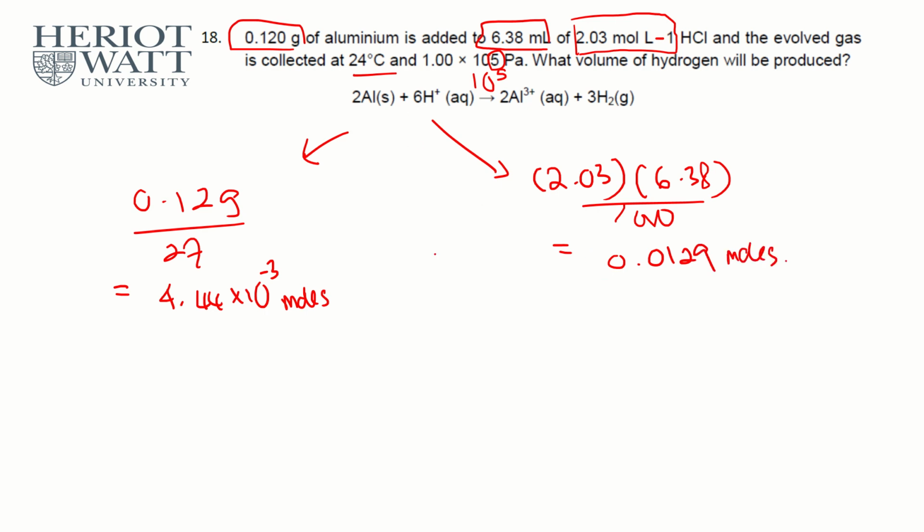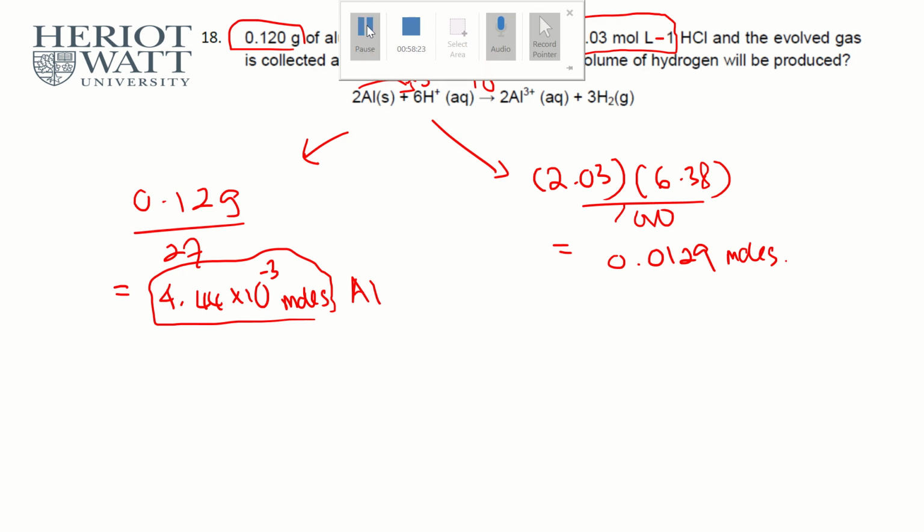Okay, now how do you know which one is in excess, which one is limiting? The ratio is 2 to 6, so we have to do this. I'll always do this if you follow: I'll take the smaller one. Between these two values, which one is the smaller one? This one. I'll take this. Okay, you ask yourself, 4.44 times 10 to the power of -3 moles of aluminium requires how many moles of acid? Sorry, let's come back again. Let me pause. Okay, let's continue here.